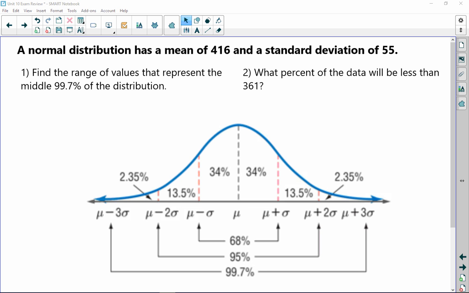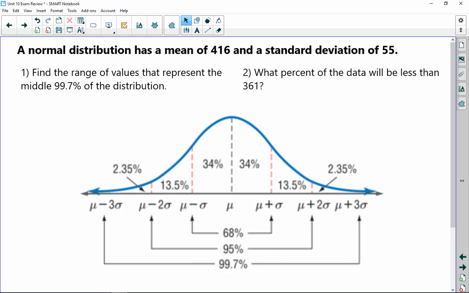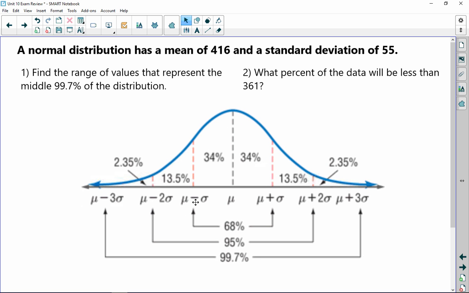You have to be familiar with this bell curve. This is called the normal distribution. I want you to write that down somewhere right now. Copy it down. Yep, you need to draw it because you're going to use this for the first 30 problems.